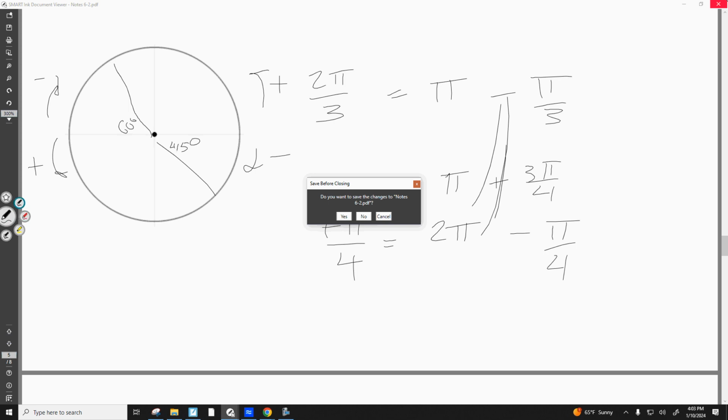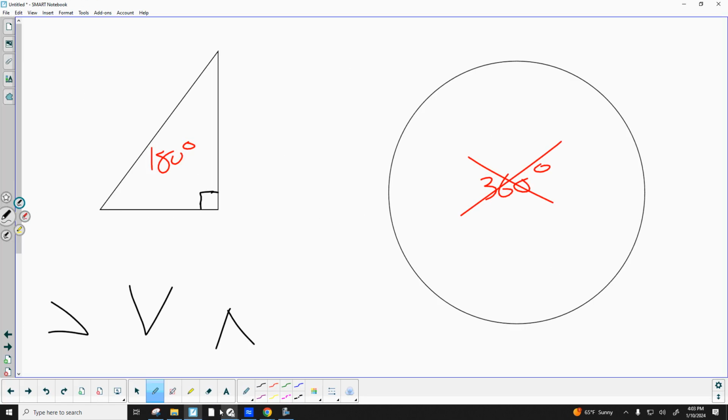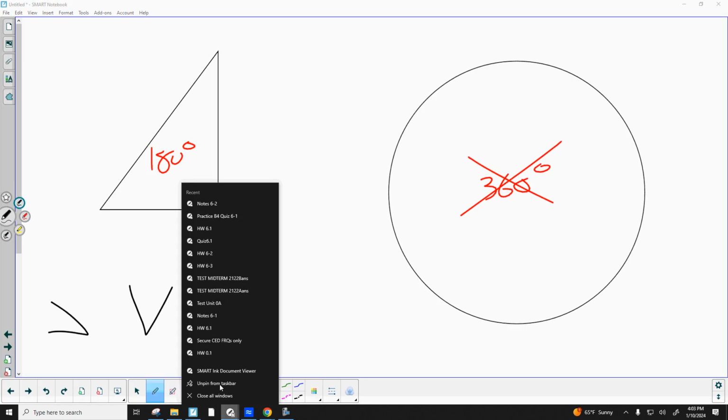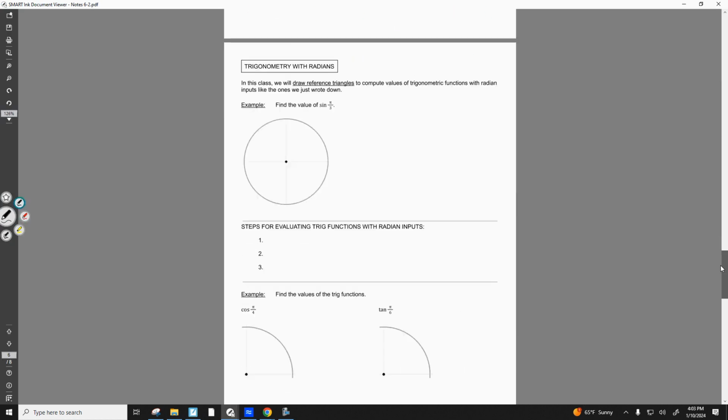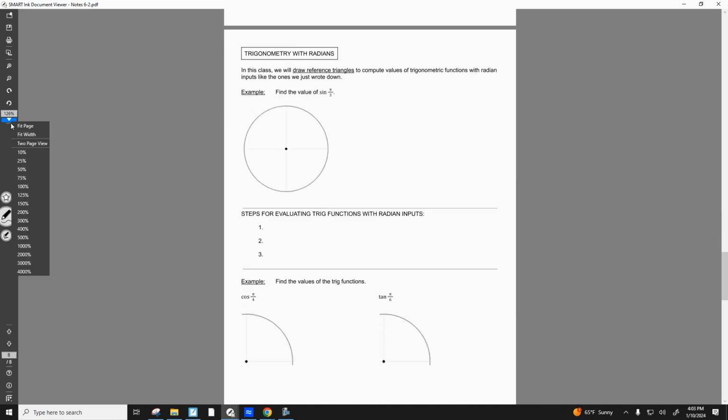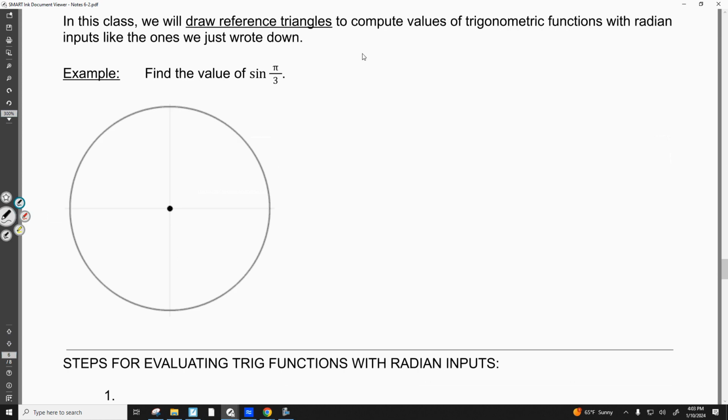Oh, shoot. Go to the next page. Go to the next page. All right.